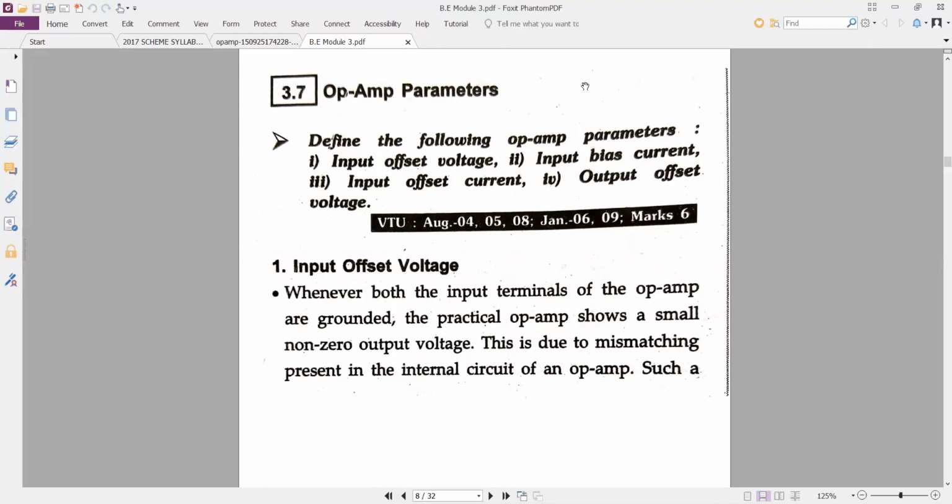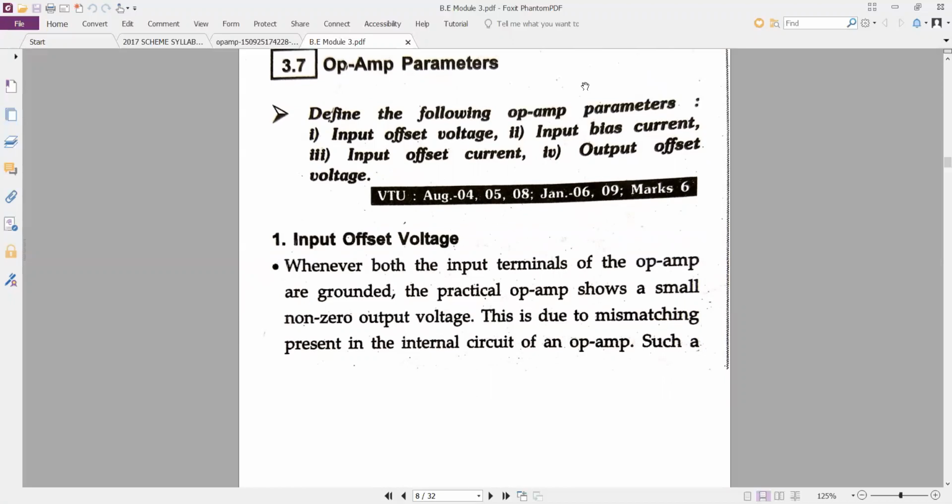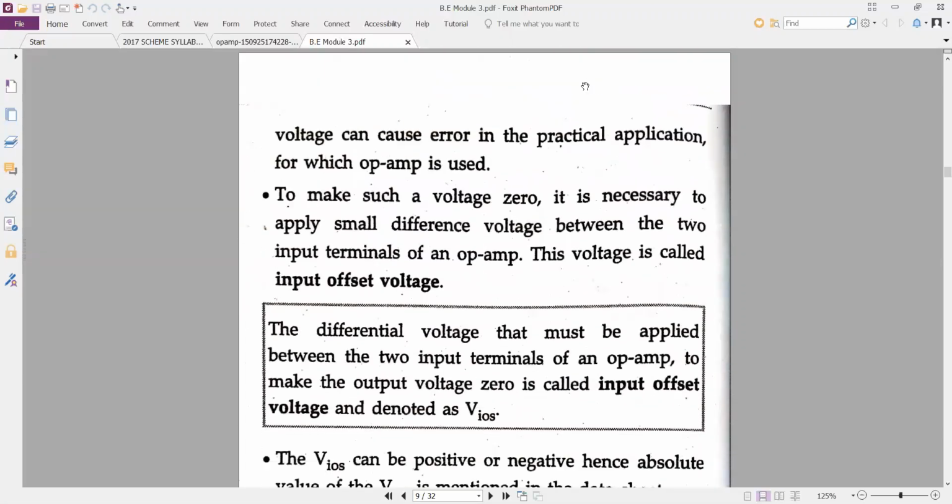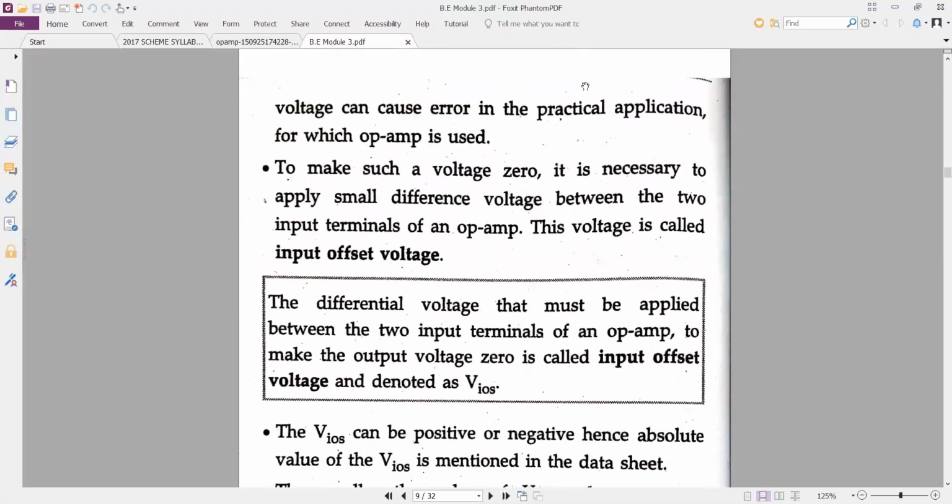So what is the input offset voltage? Just see, whenever both the input terminals of the op amp are grounded, we have two input terminals. When both the input terminals are grounded, the practical op amp shows a small non-zero output voltage. This is due to mismatching of the internal circuit of an op amp. Such a voltage can cause error in the practical applications for which the op amp is used. Now, this is not an acceptable case, so we have to remove that small output voltage that is coming.